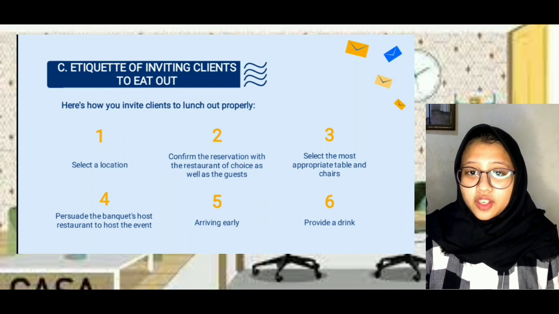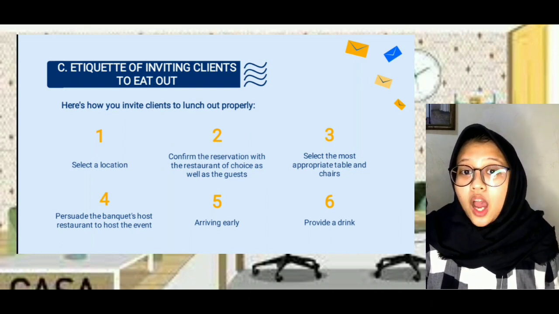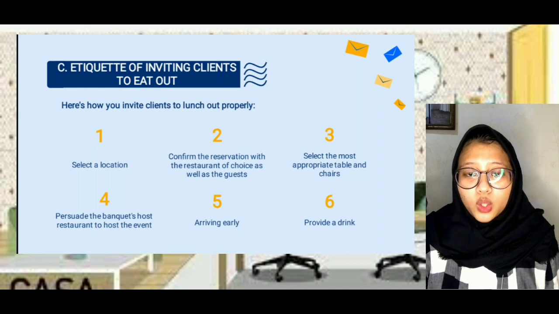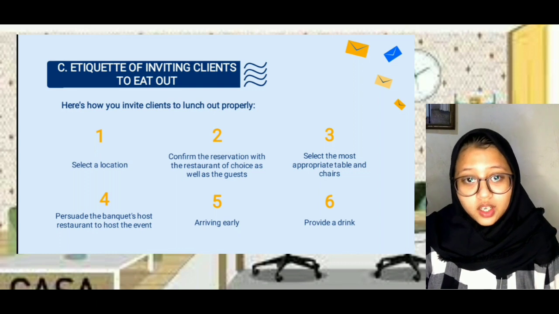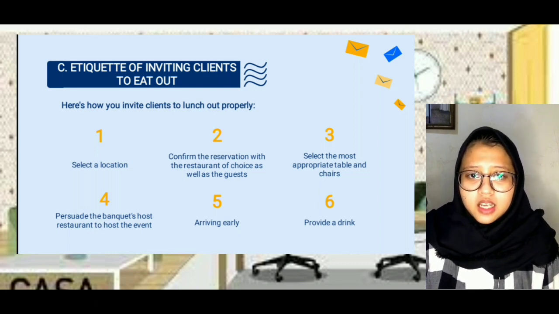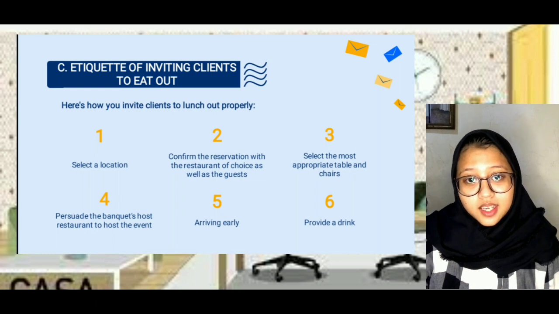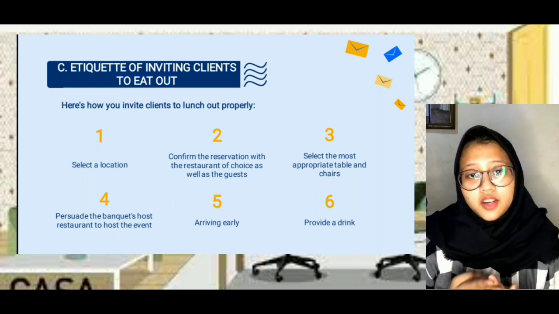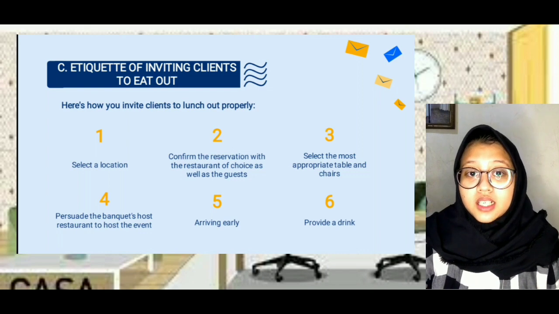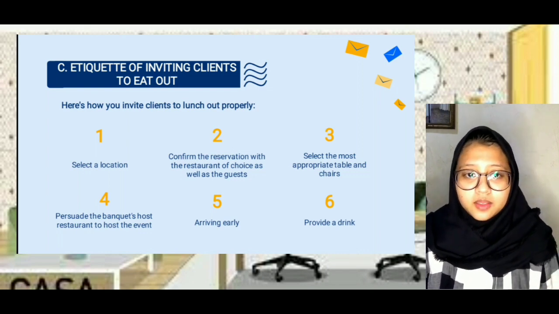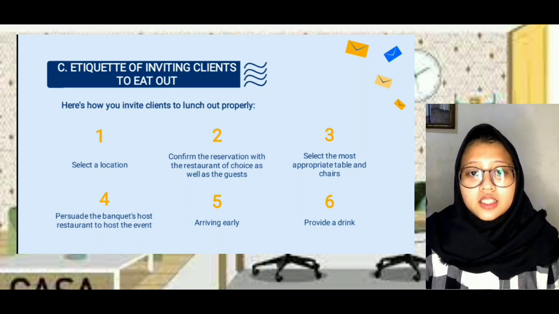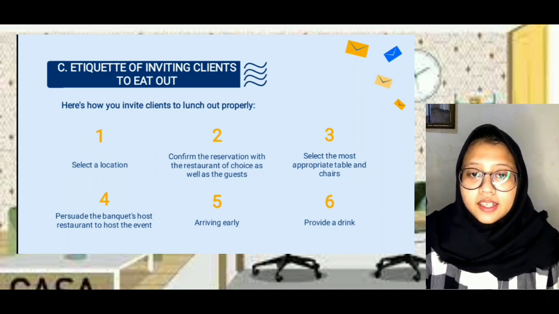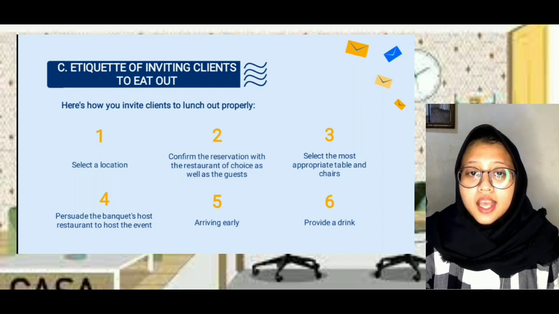C. Etiquette of inviting clients to eat out. Here's how you invite clients to lunch out properly. First, select a location. You should select a restaurant with which you are already familiar, since this will allow you to assess the quality of the cuisine, service, and atmosphere. Consider the appetite of the client being invited. For example, a vegetarian should not be invited to a steakhouse. And then second, confirm the reservation with the restaurant of your choice as well as the guest.